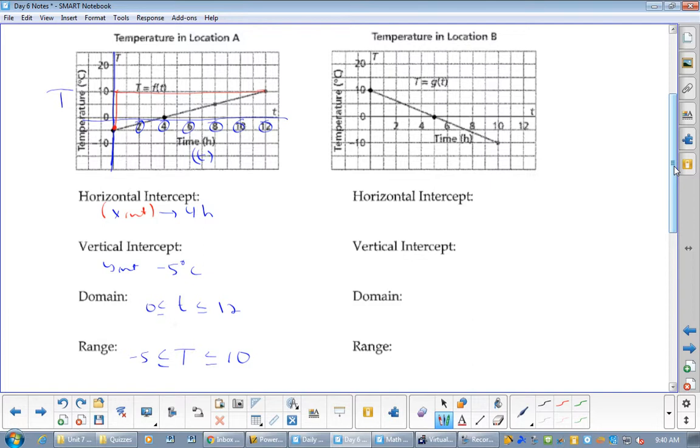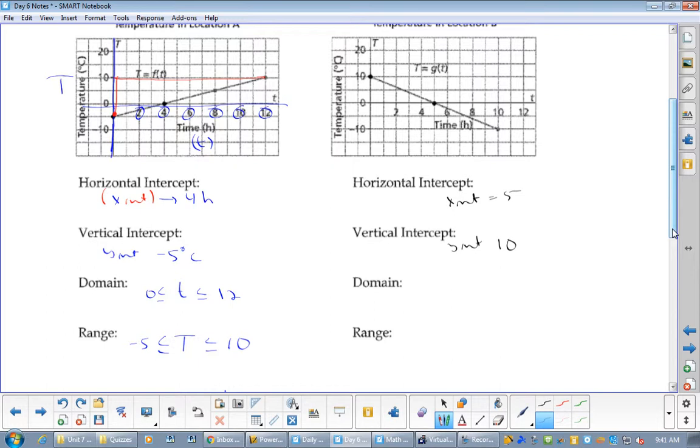Now, this is location B. X-intercept. No. 5. So x-int is 5, right? Y-int. 10. Domain. So that's little t, right? Let's do that again. Little t, big T. No. T is greater or equal to 0, less than or equal to 10. Okay, that's the way we want to write it.